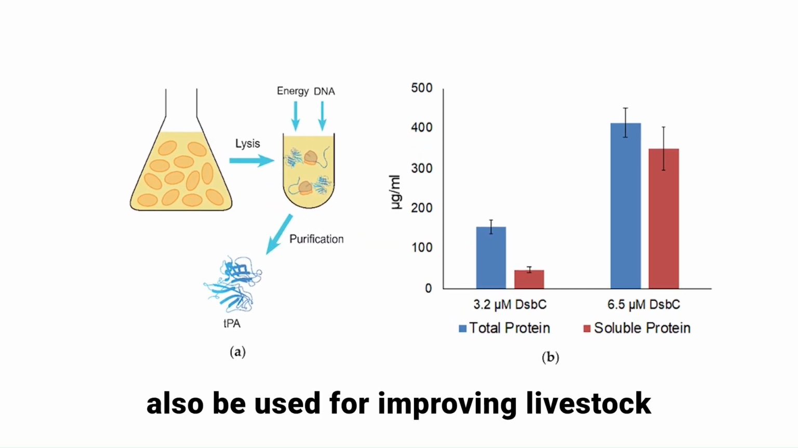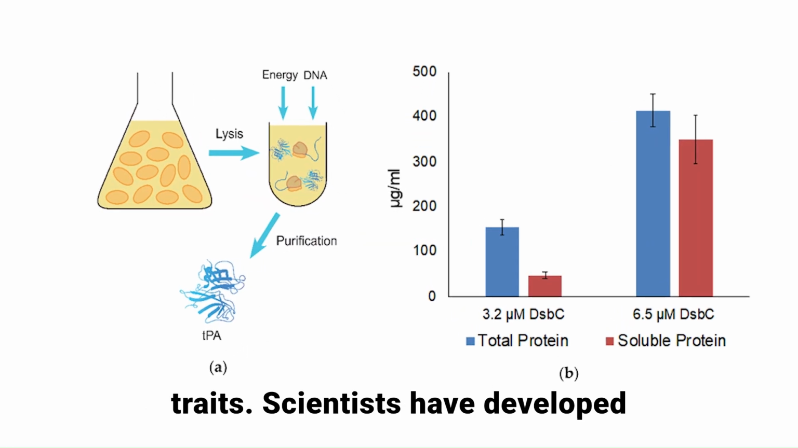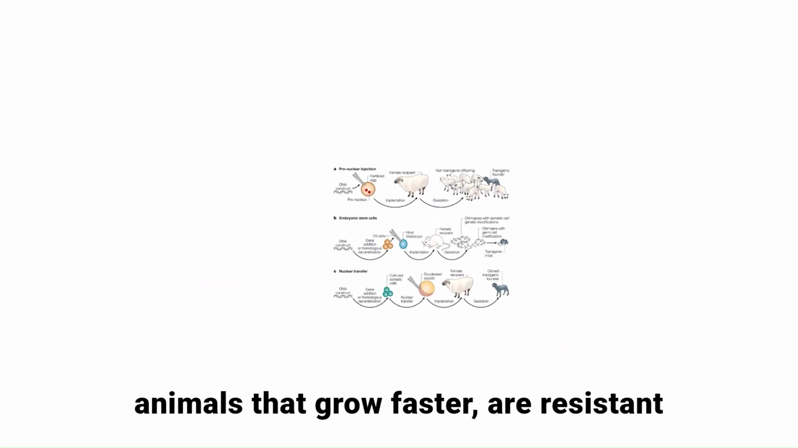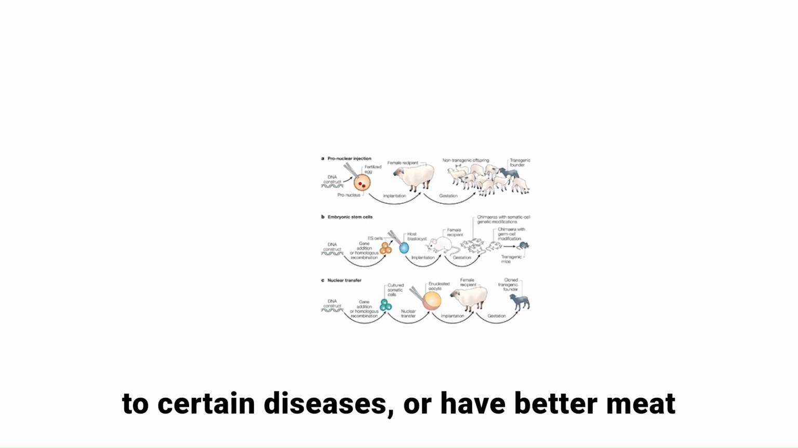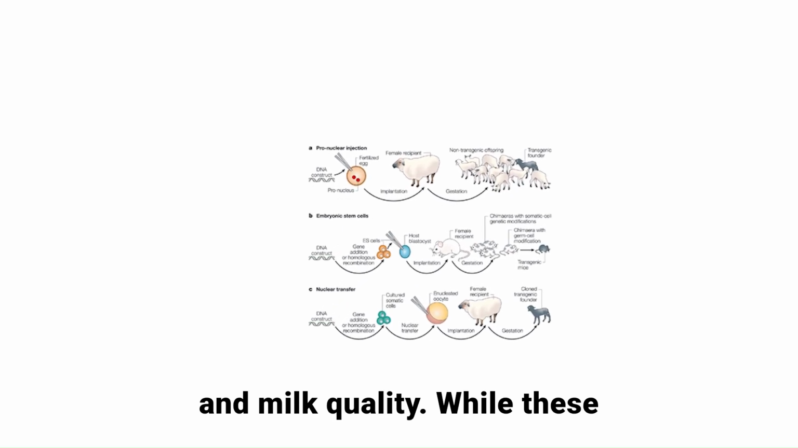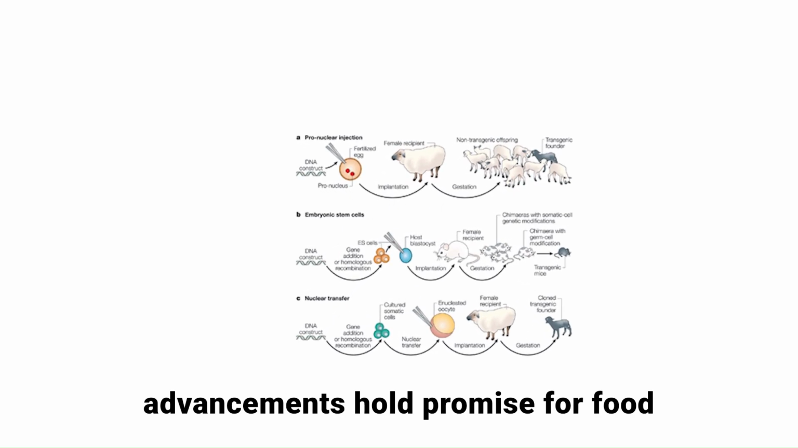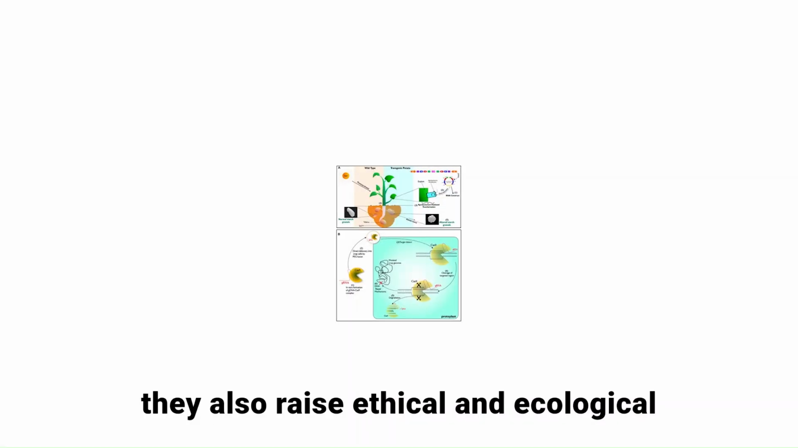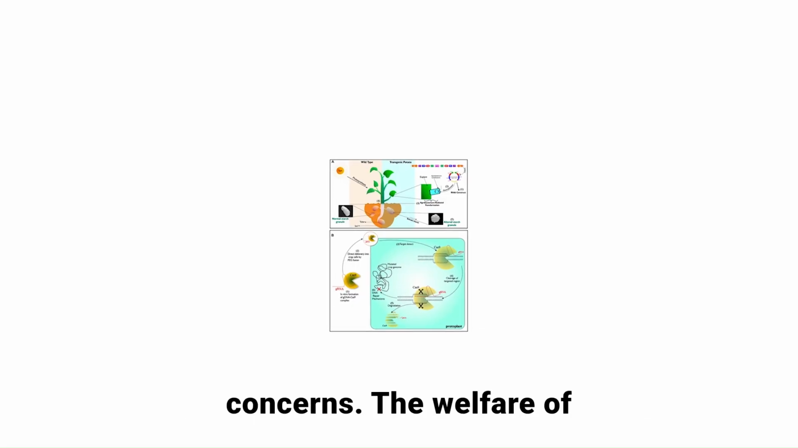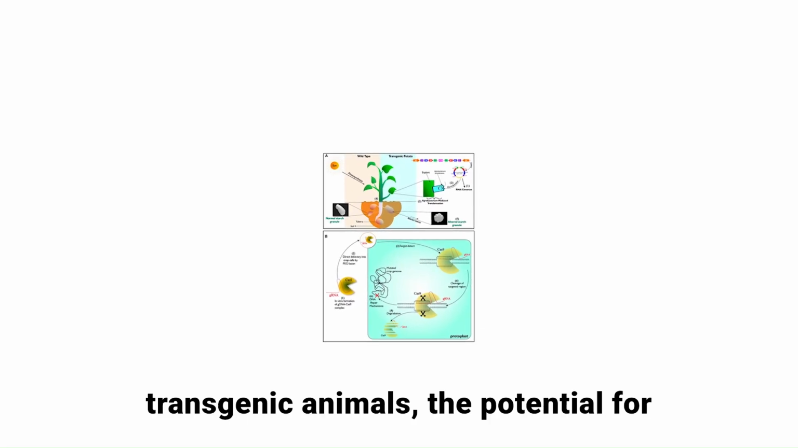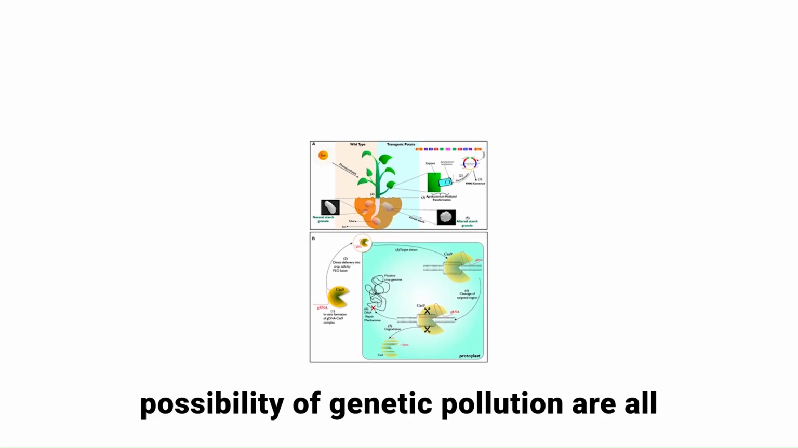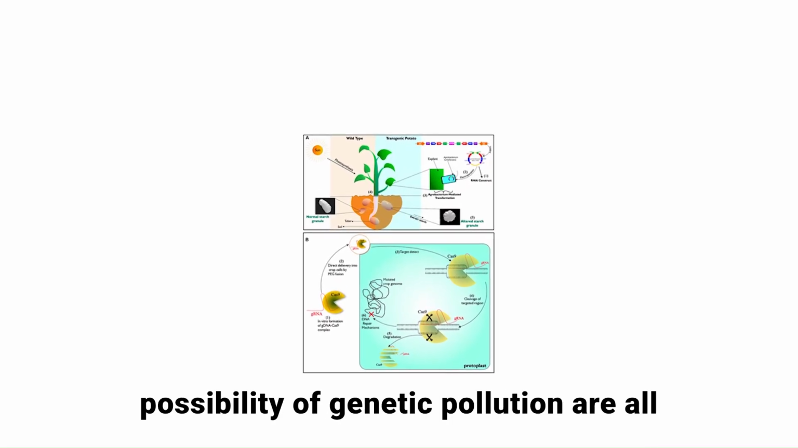Transgenic animals can also be used for improving livestock traits. Scientists have developed animals that grow faster, are resistant to certain diseases, or have better meat and milk quality. While these advancements hold promise for food security and agricultural efficiency, they also raise ethical and ecological concerns. The welfare of transgenic animals, the potential for unintended consequences, and the possibility of genetic pollution are all subjects of ongoing research and debate.